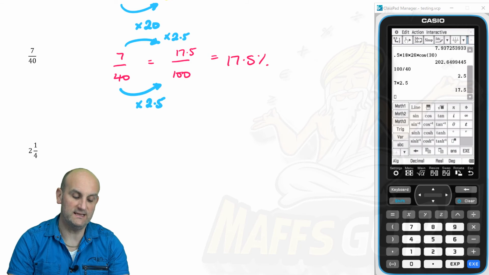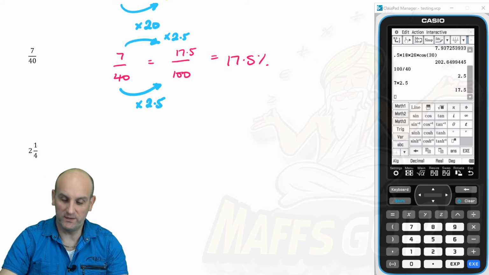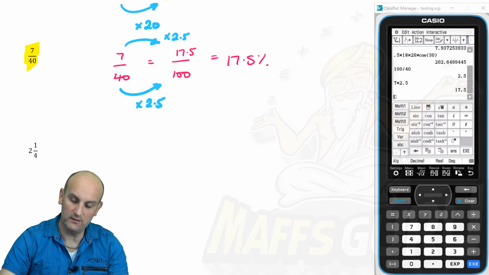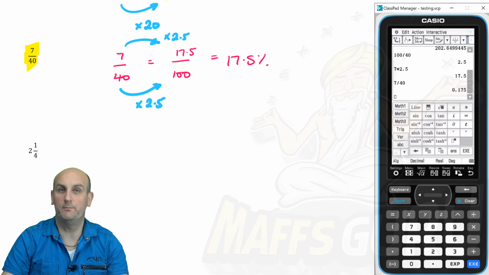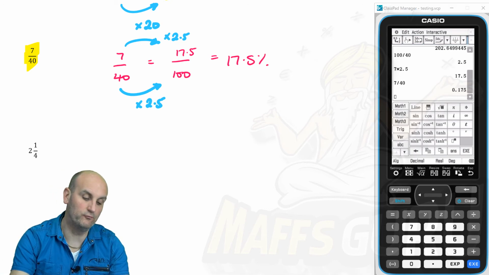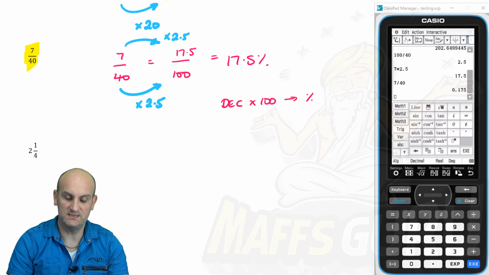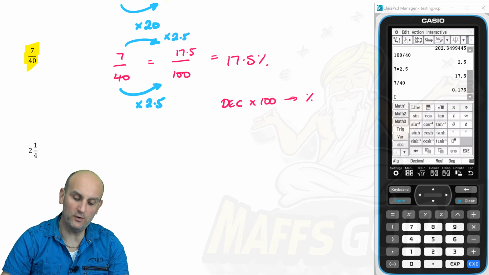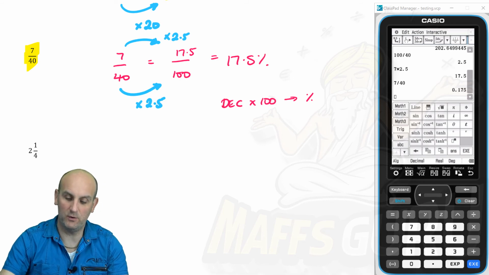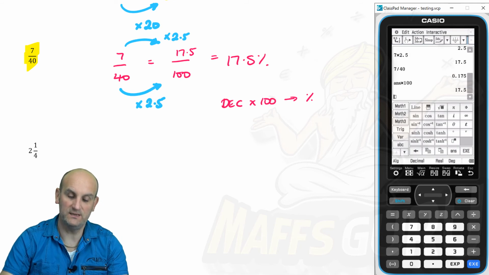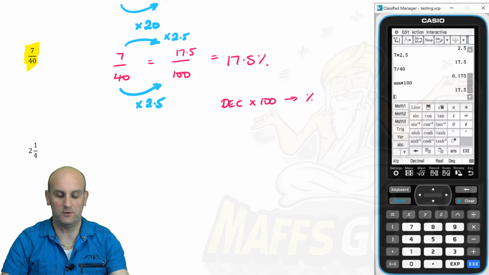The other way of doing it is actually using your calculator for what it's designed for. The first thing I'm going to remember is that this is the same as 7 divided by 40. And that gives me 0.175. Now, the rule in maths is if you have a decimal, times it by 100 to give you a percentage. Because my calculator is showing me 0.175, I'm going to times that by 100, and that is going to give me 17.5%, which I got a moment ago.